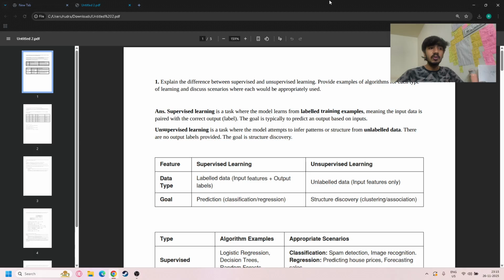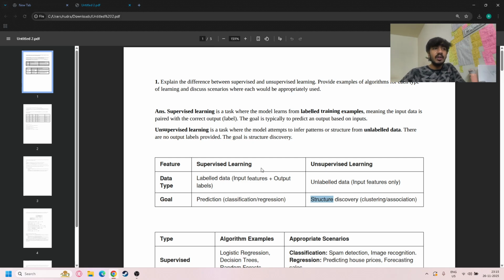Now we need to know the goal. What's the goal? Why are we doing this? Because if we are doing some learning, we have a goal. So the goal of supervised learning is prediction. And how do we do prediction? If you have watched my previous video, you'll know we do it by regression or by classification. And what is the goal of unsupervised learning? It is to find a structure by clustering or by association. Structure discovery is the main purpose of unsupervised learning. So this is the major key difference between supervised and unsupervised learning.